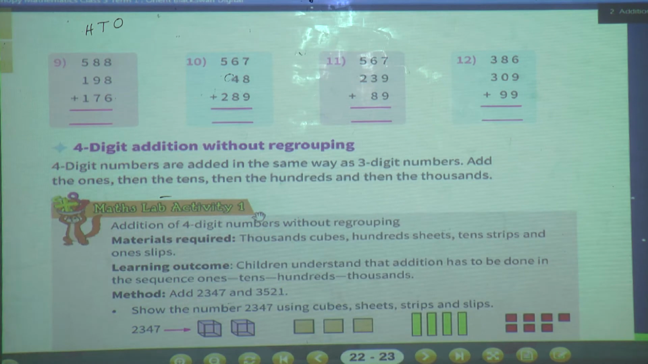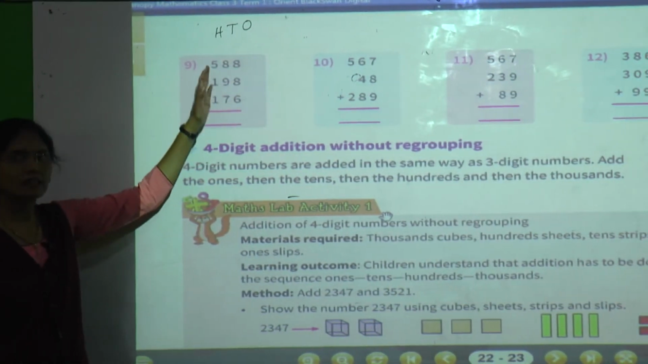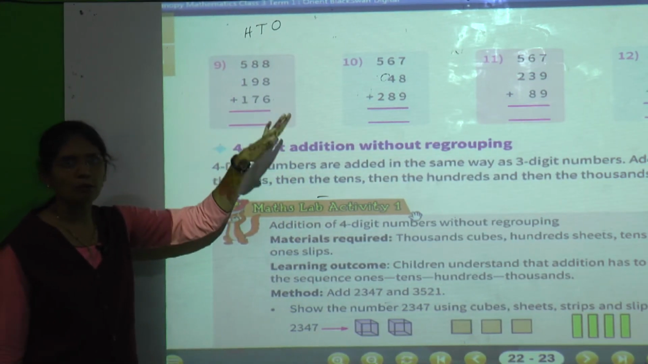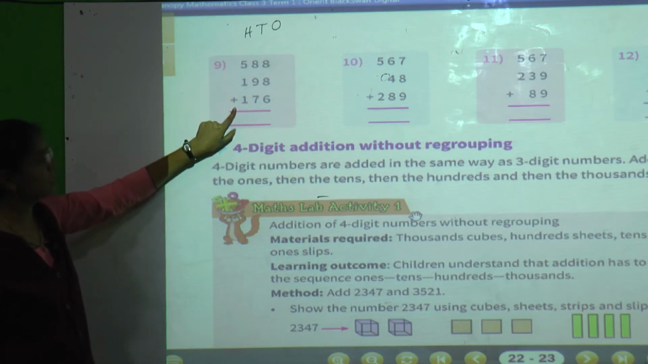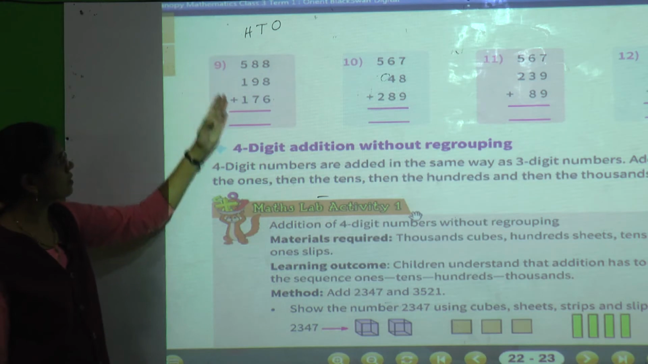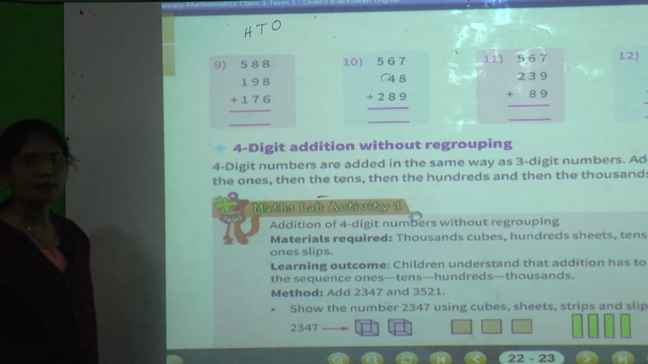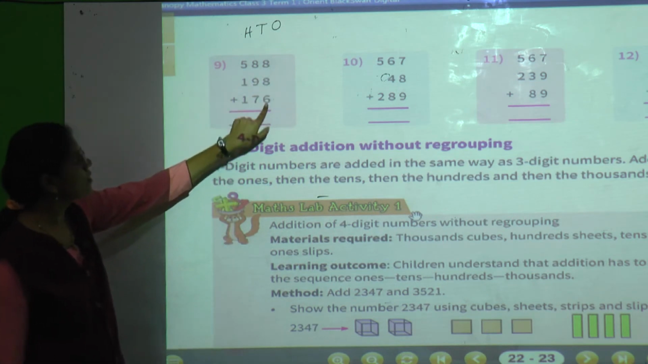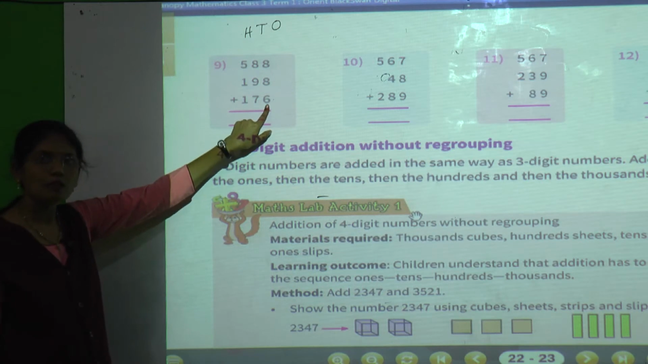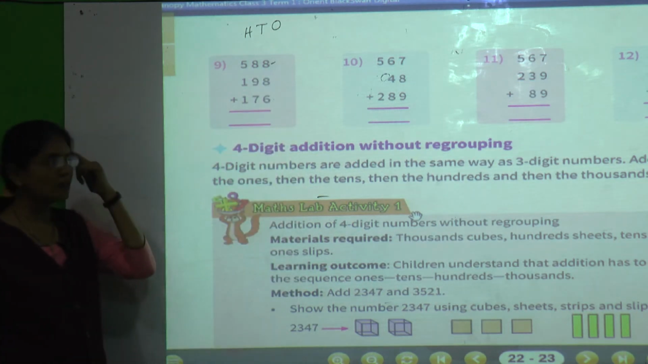Now if we see the numbers, here 3 numbers are there, isn't it? 3-digit and 3 numbers are there. 588 is a 3-digit number, and here total 3 numbers are there, so we have to do the addition of these 3 numbers. So first we will see the ones place number. Now at ones place which numbers are there? 8, 8, 6. Now this first number we will keep in our mind.